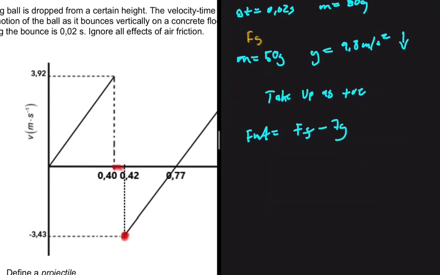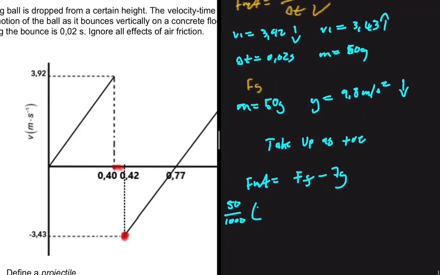So the mass will be 50 divided by 1000 multiplied by Vf, which is 3.43 upwards, minus Vi, which is 3.92 downwards. So if it is downwards, we should substitute it with the minus sign if we take up as positive. So we're going to have minus 3.92. We close that bracket and we divide everything by 0.02. And then this will be equal to the force that is exerted by the floor minus Fg.